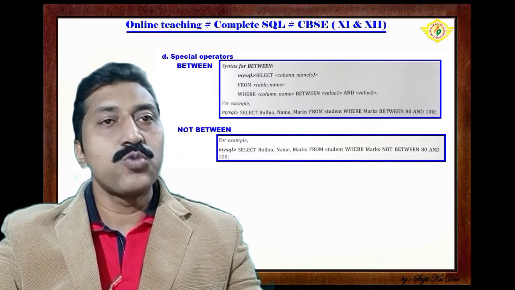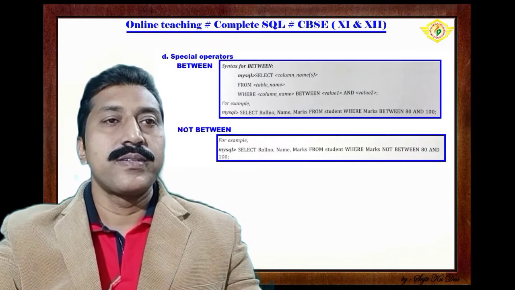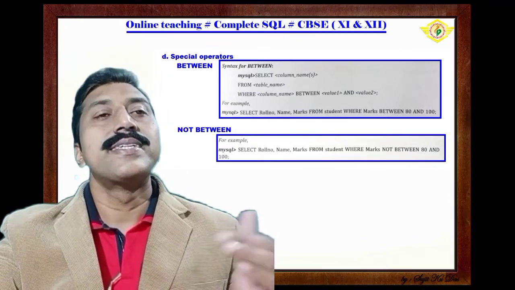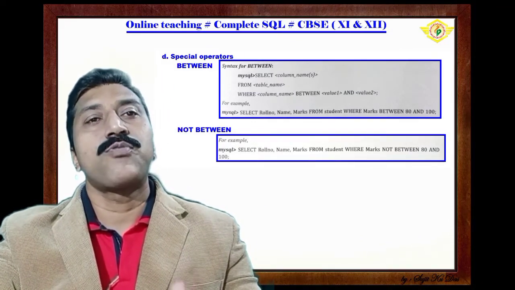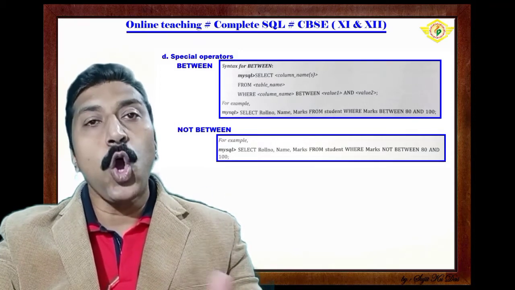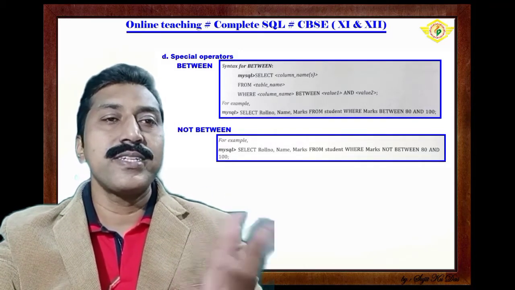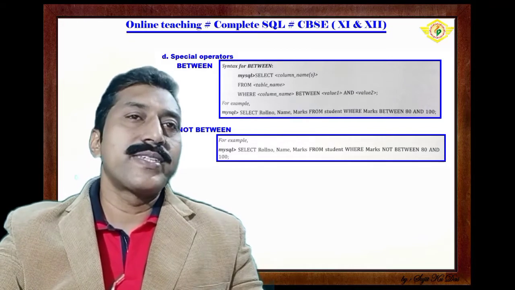Next, NOT BETWEEN. The NOT BETWEEN operator works opposite to the BETWEEN operator. In a similar way, we can write: select roll number, name, marks from student where marks not between 80 and 100. Just its opposite. Next will be conditional based on a list.